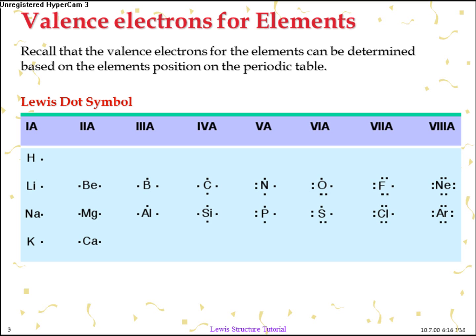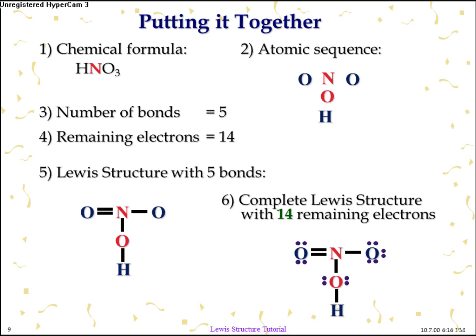3A have three dots dispersed around the element symbol. 4A, you have four dots separated, dispersed around the element symbol. 5A, 6A, 7A, and 8A follow this same pattern. So here's where you can put that little chart into place with Lewis structures without the dots, just the bonds.